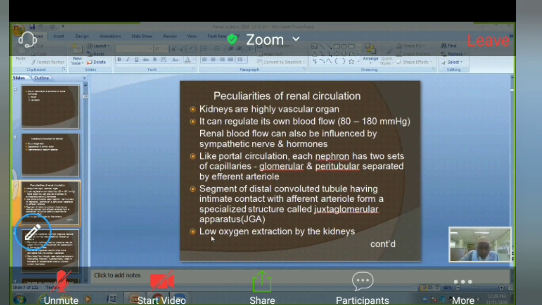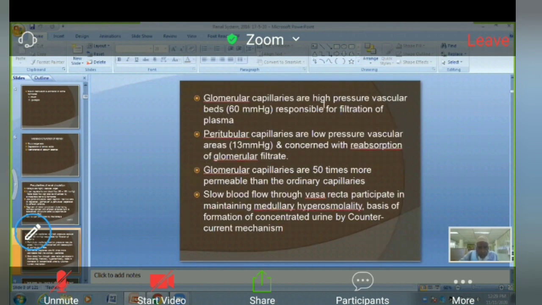Low oxygen: in comparison to the heart, its oxygen extraction is very less. That means it can work with less oxygen. That's why it keeps working in shock. When a person is in shock, the kidneys can also work because oxygen consumption is less. In shock, there is less blood supply to organs, and that means less oxygen supply to organs.